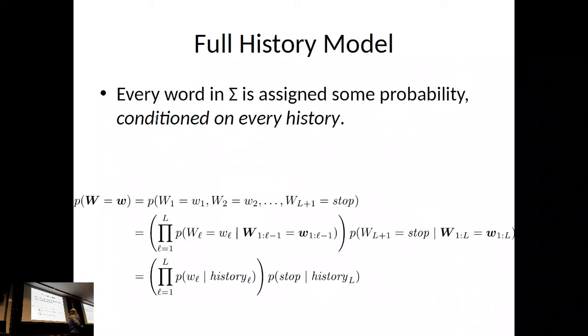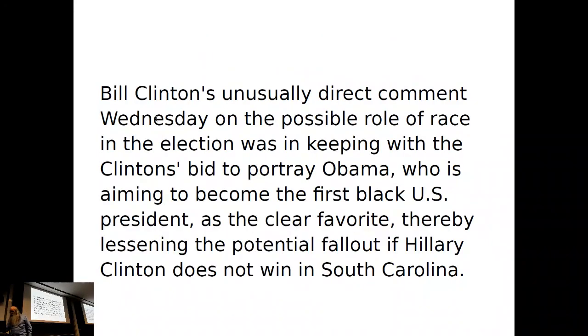So what we could do is look at all the sentences that are there, calculate the likelihood of each sentence, and then do our probability sampling again, but on the sentences, the strings of words, rather than on isolated words. And if we do that, we get this: "Bill Clinton's unusually direct comment Wednesday on the possible role of race in the election was in keeping with Clinton's bid to portray Obama, who is claiming to become the first black US president," et cetera.